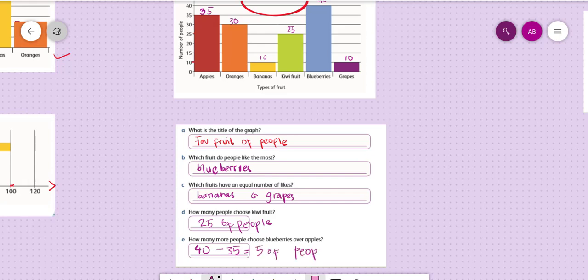Okay, everyone, can you get it? How to read the bar chart? After you read the bar chart, you have to understand the question that was given, and then you can answer the question.